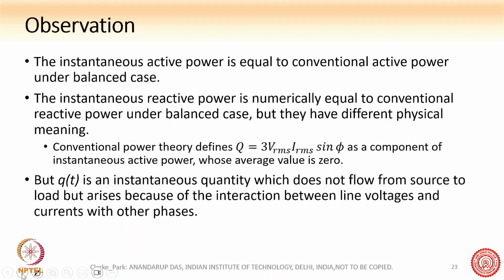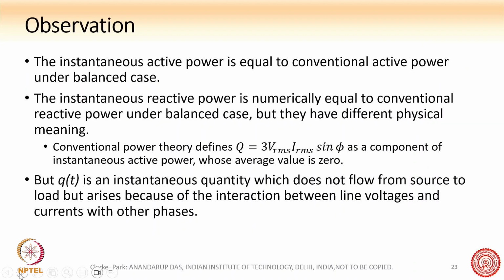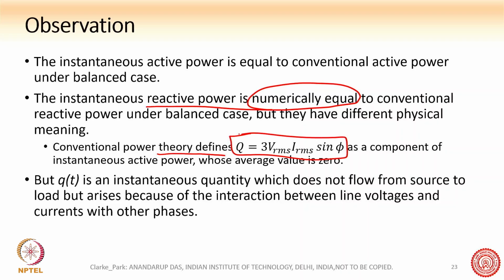Now, what do we observe here? The instantaneous active power is equal to the conventional active power under the balanced case. As you can see, PT is equal to P, which is equal to 3 VRMS IRMS cos phi. The instantaneous reactive power is numerically equal. This is very important: the values are equal to the conventional reactive power under the balanced case. Conventional reactive power theory defines Q as 3 VRMS IRMS sin phi.